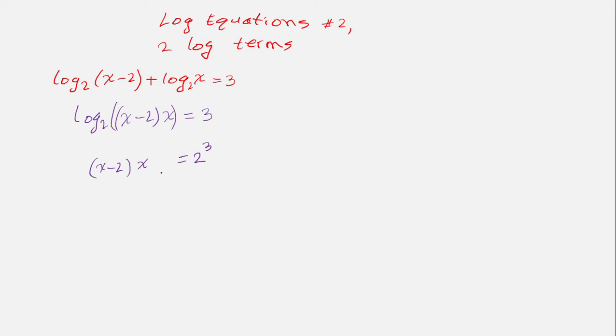Now we just need to do what's needed to solve this, and in this case we need to distribute the x. We need to change this to 2 cubed, which is 8. 2 cubed is 8. And then here x times x is x squared, and x times negative 2 is negative 2x. So this became a quadratic problem, quadratic equation.